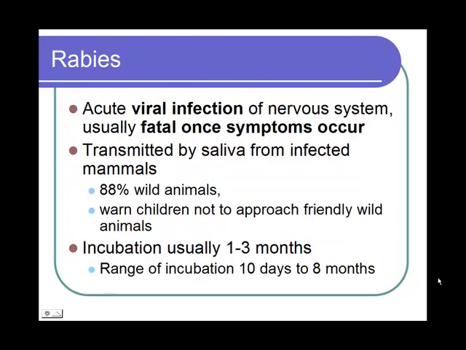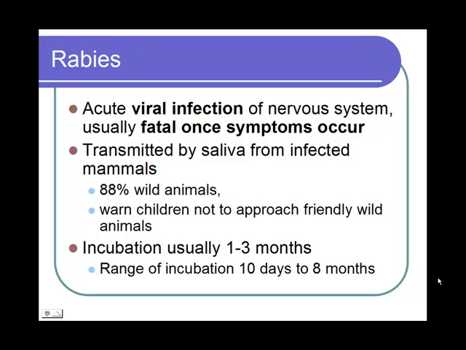Okay, rabies. Rabies is a really interesting infection. It's a viral infection of the nervous system. The problem is once you have symptoms, it's almost always fatal. There's an international rabies team that will come and take over the child's care. This will be in the ICU, and they'll monitor it, and even with that, they rarely can save anyone. It's almost always fatal. It's transmitted by saliva from an infected mammal.